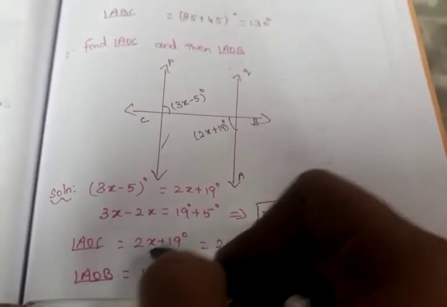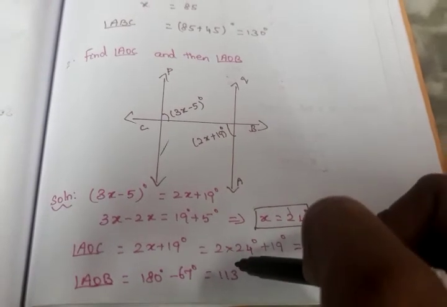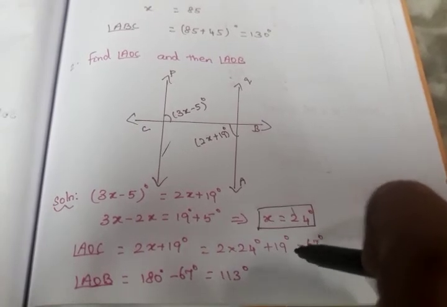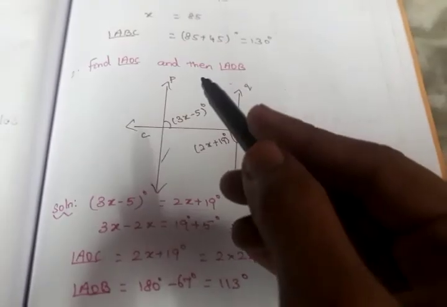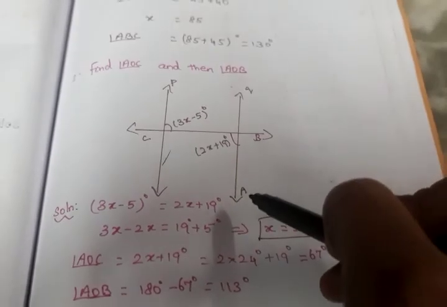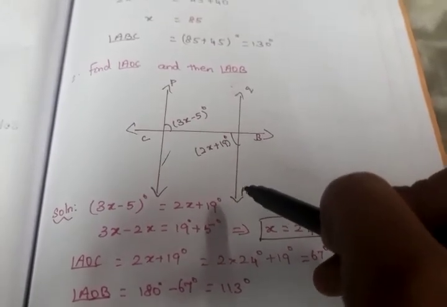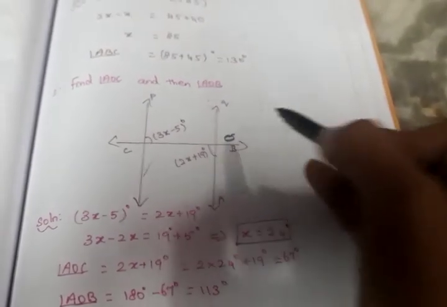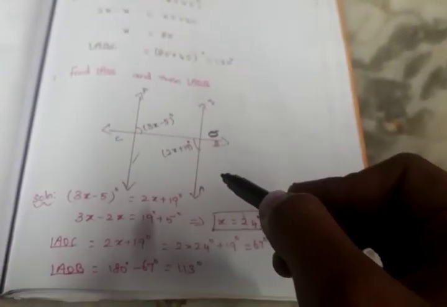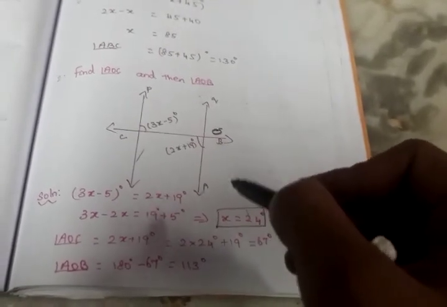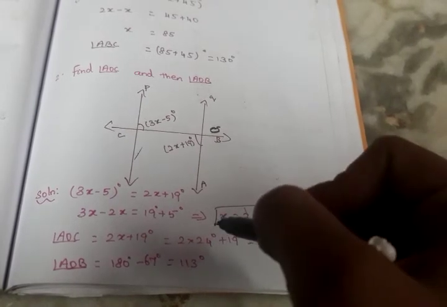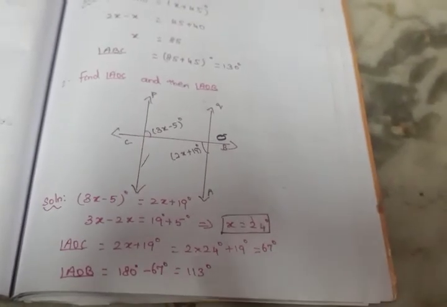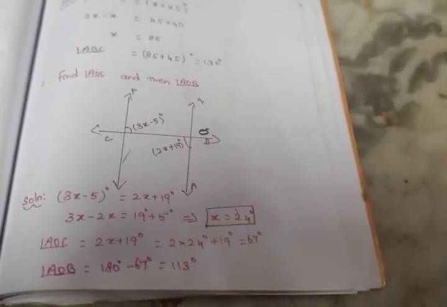So angle AOC is 2x plus 19 degree, equal to 2 into 24 plus 19. So 2 24s are 48. 48 plus 19 is 67 degree. Then angle AOB. This side is AO. So angle AOB is 180 degree minus 67 degree. Subtracted, we get a value 113 degree. So x value is 24 degree and angle AOB is 113.